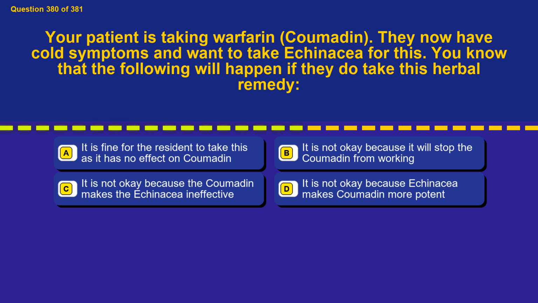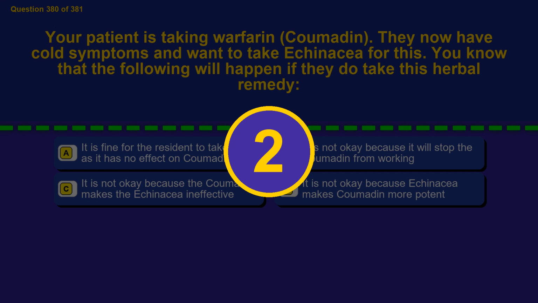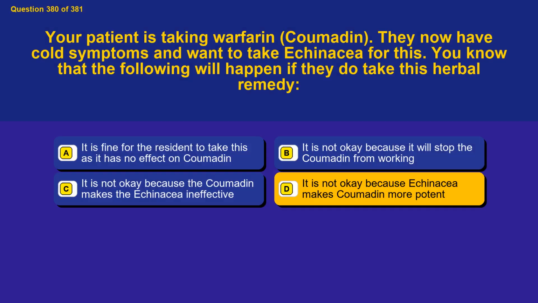Option B. It is not okay because it will stop the Coumadin from working. Option C. It is not okay because the Coumadin makes the echinacea ineffective. Option D. It is not okay because echinacea makes Coumadin more potent. The correct answer is option D. It is not okay because echinacea makes Coumadin more potent.